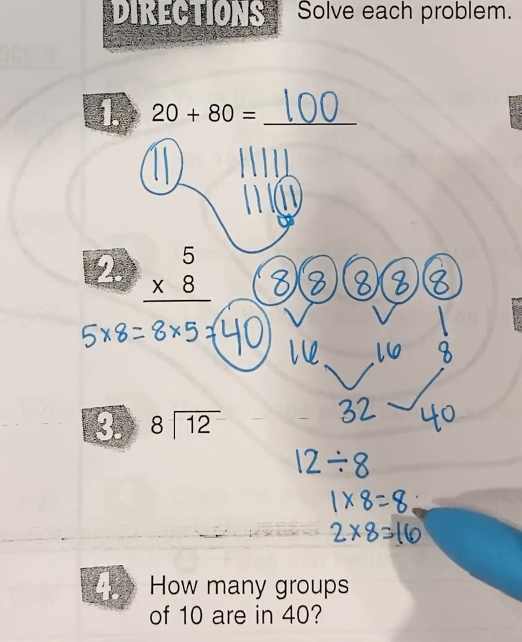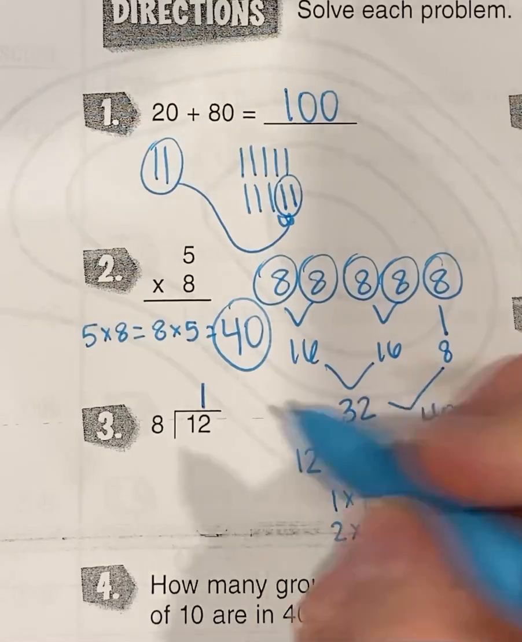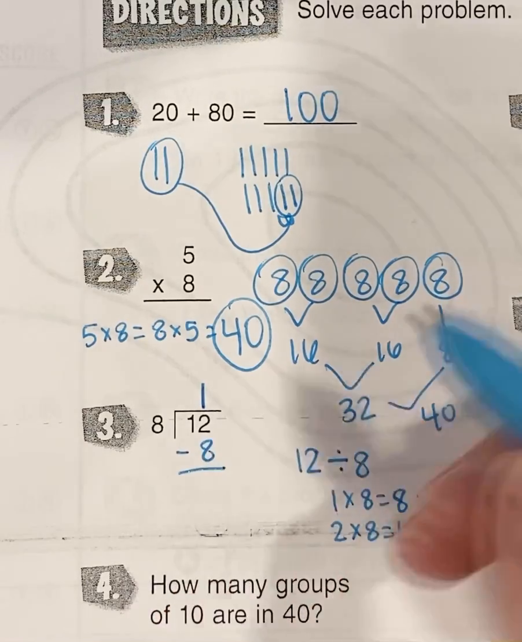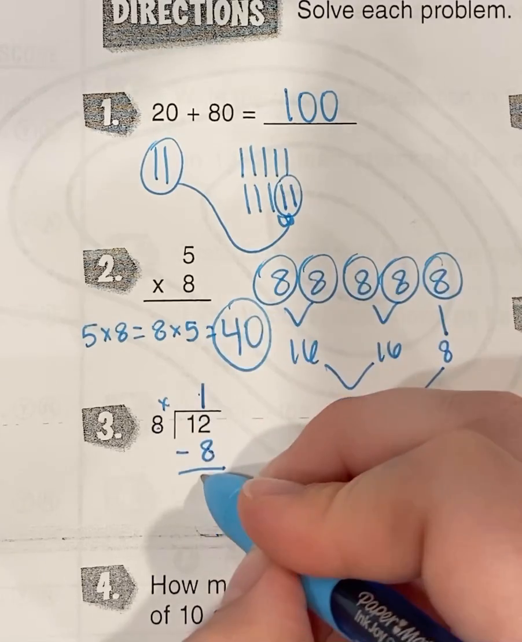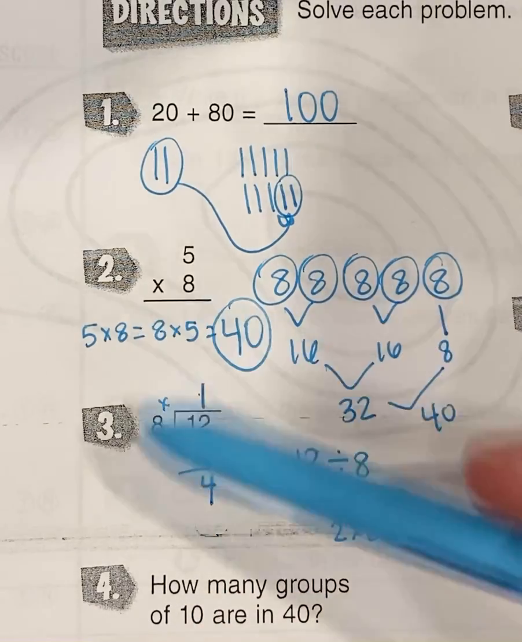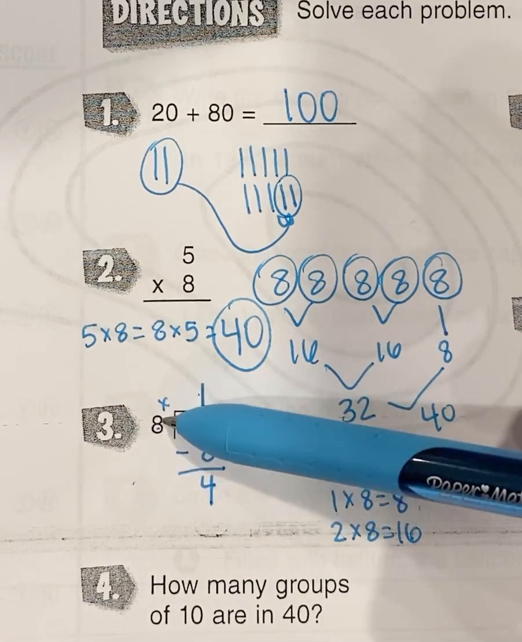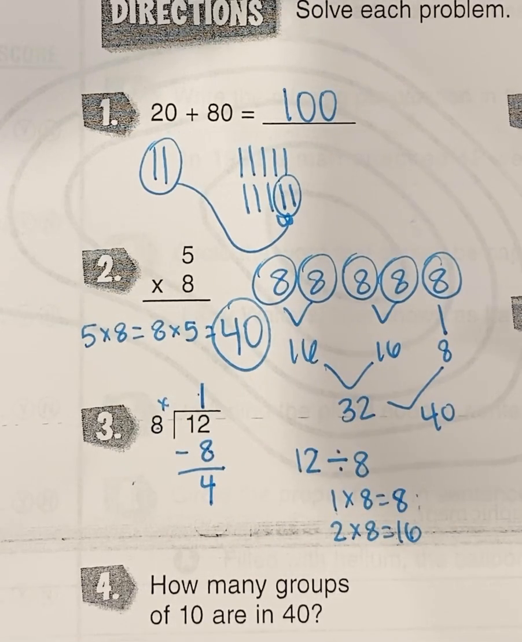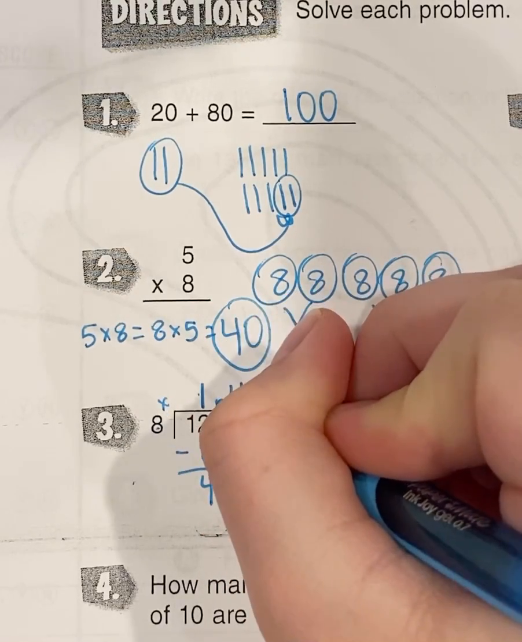So we know that 1 group of 8 is 8. And if we take 8 away, 1 times 8 is 8, so that leaves us with 4. We cannot divide 4 equally into 8 groups. Okay, so we have 4 left over.